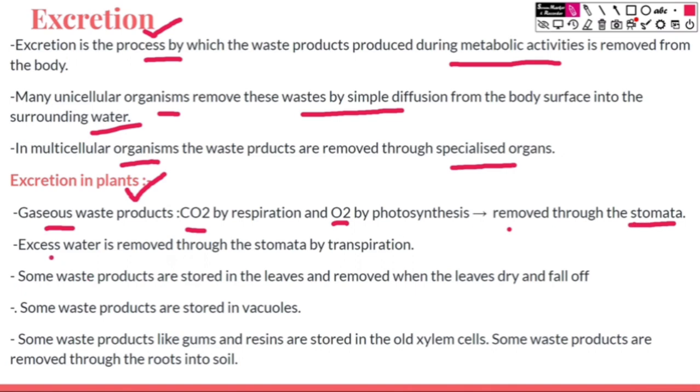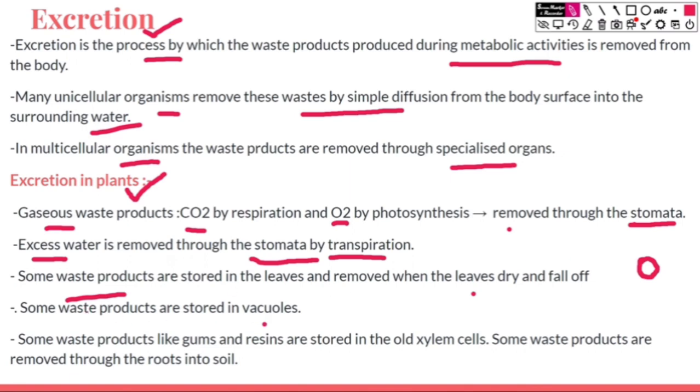Coming to the next waste, which is excess water. Water is also produced in almost all metabolic activities. So this is also removed by stomata. As we have seen in transpiration, this excess water is removed. Some waste products are stored in leaves and are removed when leaves dry and fall off. So waste particles keep on storing in the leaf. The vacuole is an organelle which stores all these waste products, and as the leaf dies and falls off, these waste particles are also removed from the plant.